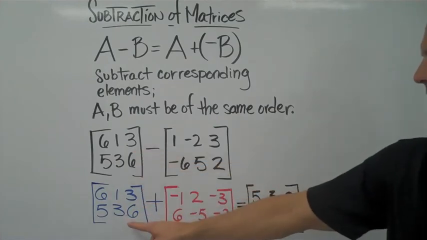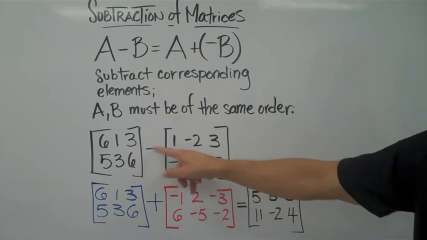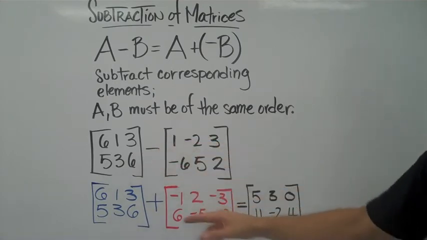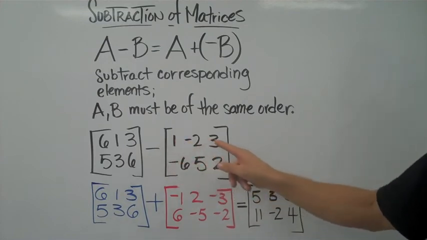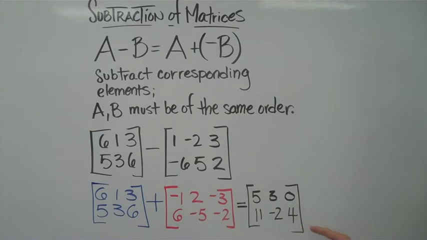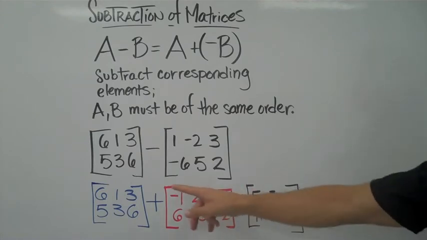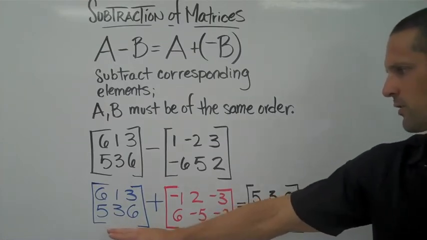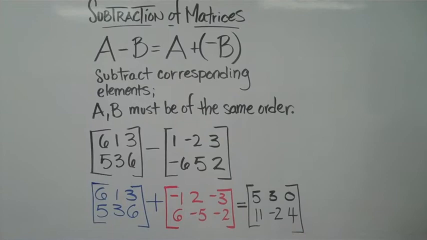So matrix A is written again, and we distribute out this negative just like we're multiplying by a scalar negative 1. So this goes to negative 1, 2, negative 3, 6, negative 5, negative 2, and then just add the corresponding elements. So 6 minus 1 is 5, 1 plus 2 is 3, etc., and you get this resulting matrix. Notice this is a 2 by 3, this is a 2 by 3, and this also is a 2 by 3.